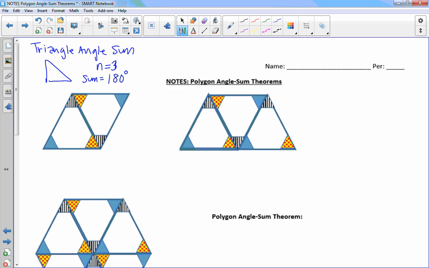And remember with our tessellation, we took our one triangle and we color-coded the angles, but because I can't put it in color, I put the textures on here with polka dot, stripe, and solid.